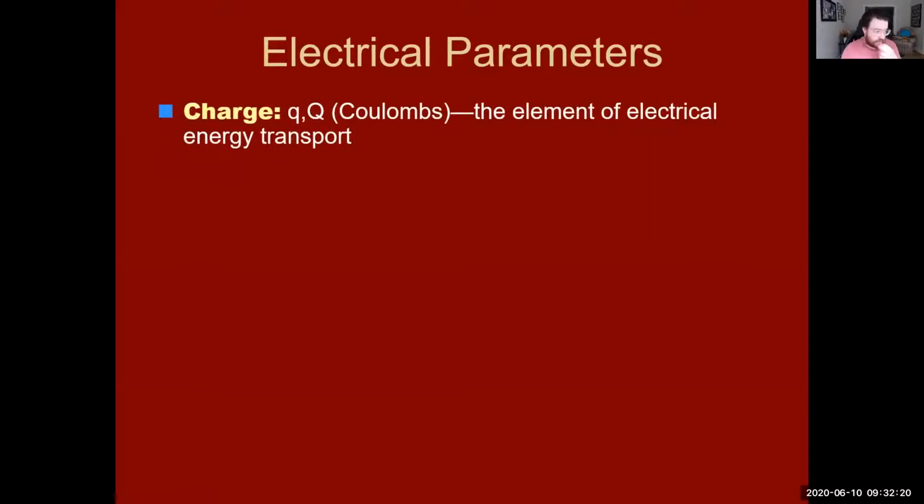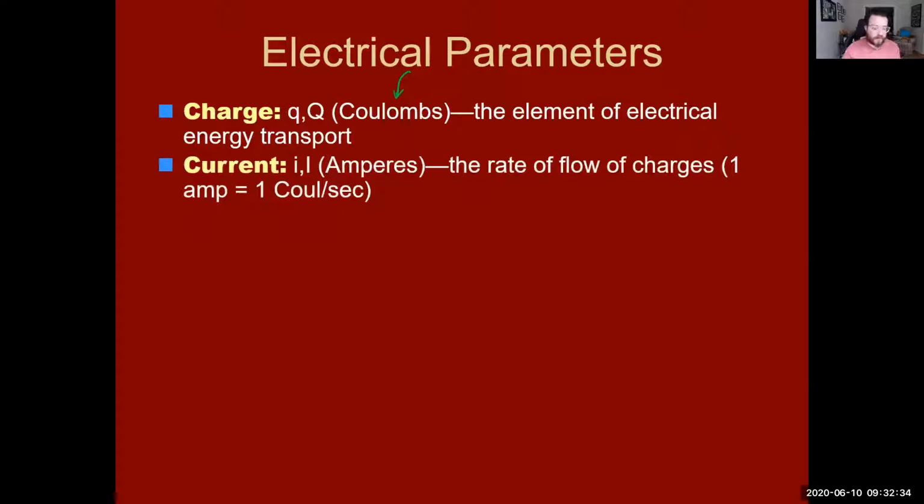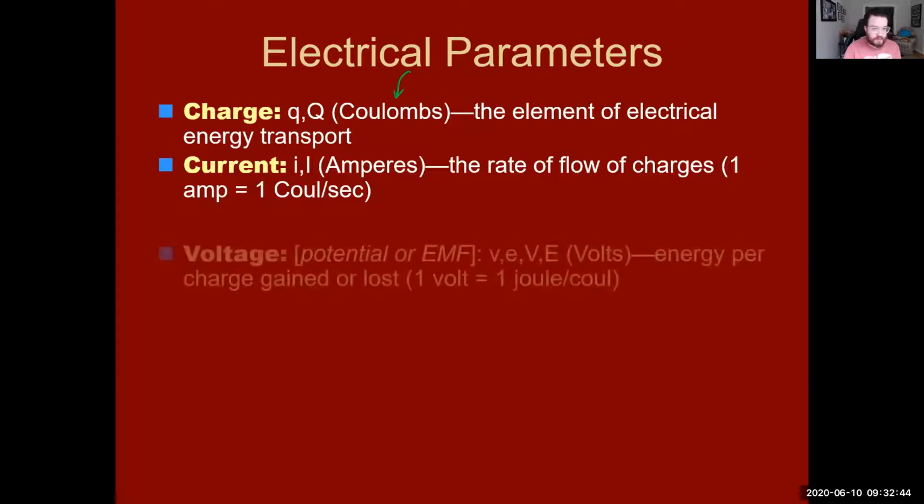So let's talk a couple of definitions first. We're going to be talking about charge, which is in coulombs. It's the element of electrical energy transport. Then we have current, which is in amperes, otherwise known as amps. It's the rate of flow of charge. 1 amp is equal to 1 coulomb per second.